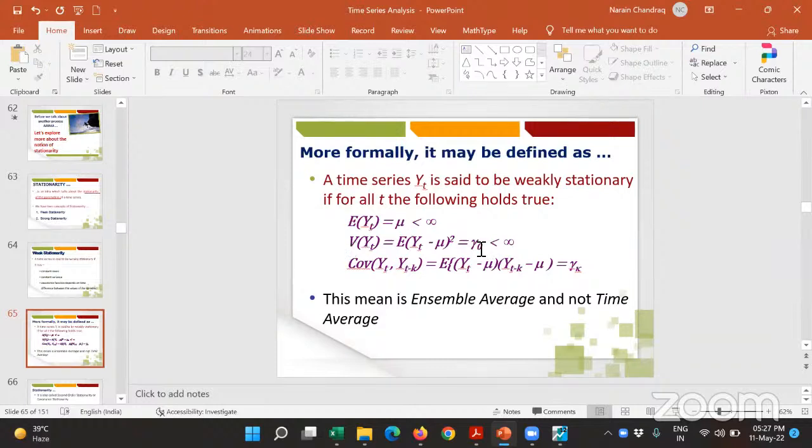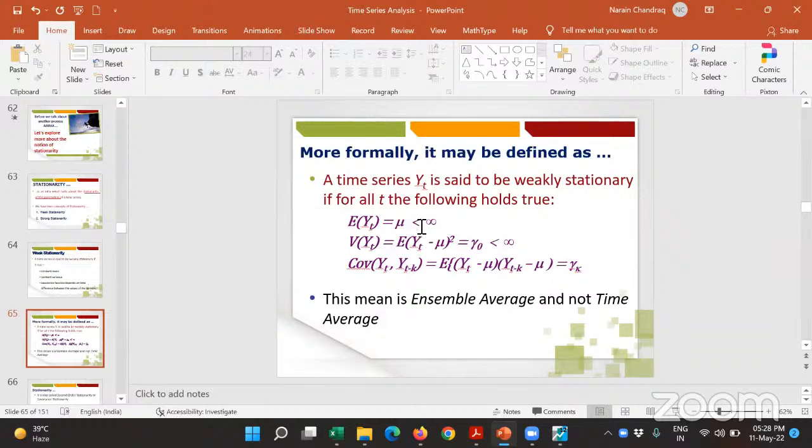The variance value does not have any subscript t, and the covariance also does not have any subscript t. So it's independent of the time zone itself. However, to compute a covariance, obviously you need this series with its own lag. And what is the lag which you will be taking? That lag happens to be k. So it might be dependent upon k, but it must not be dependent upon t.